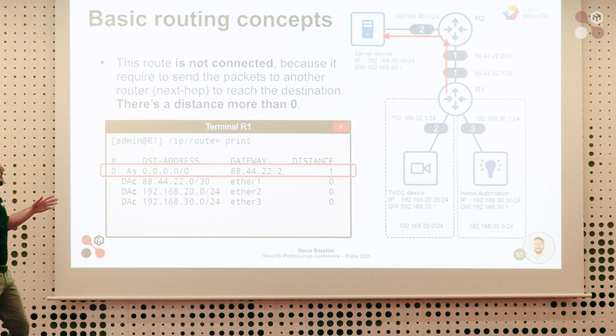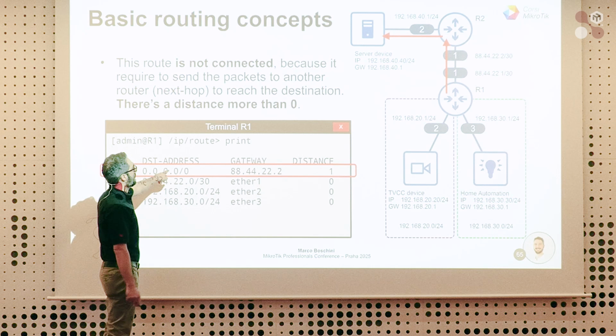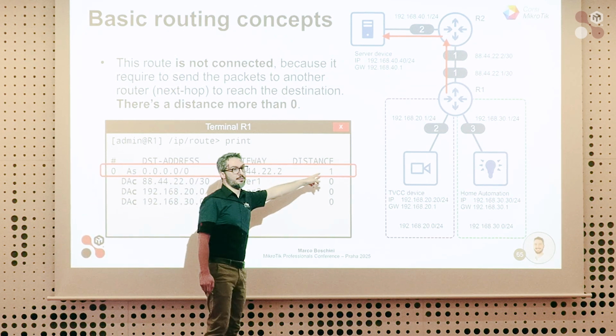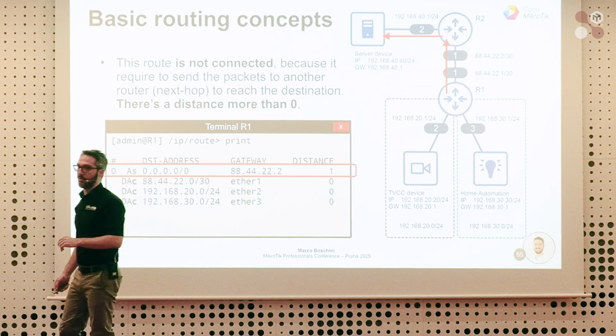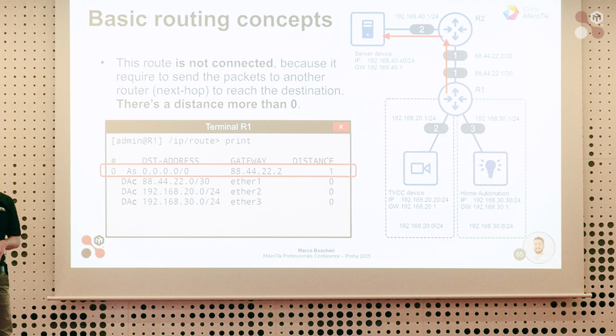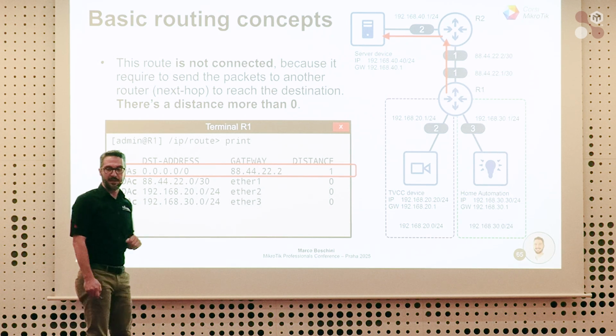This route instead is not directly connected. There is a distance of more than 0. All static routes have a minimum distance of 1.